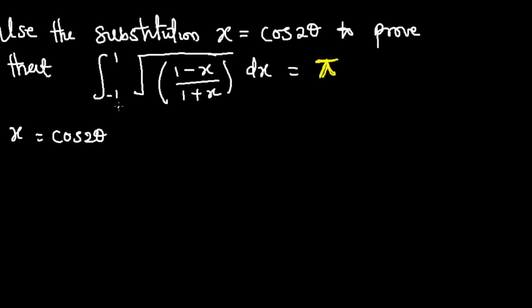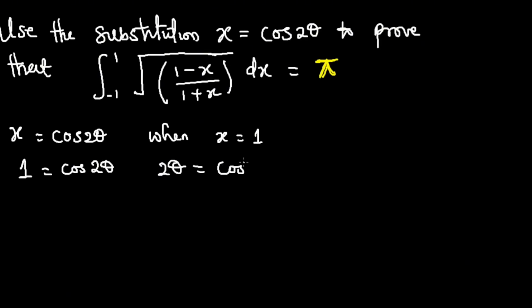Which means that my boundaries that were initially in x change. When my boundary x is equal to 1, I want to find what theta would be. So I would say that 1 is equal to cos of 2 theta. So 2 theta is equal to the arc cos of 1, which means that 2 theta is equal to 0, then theta will be equal to 0. So we've gotten the first boundary here, right?